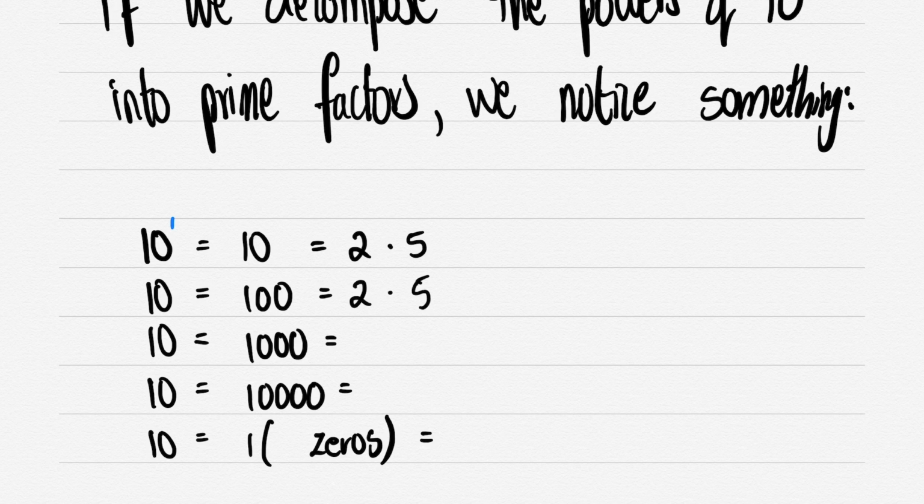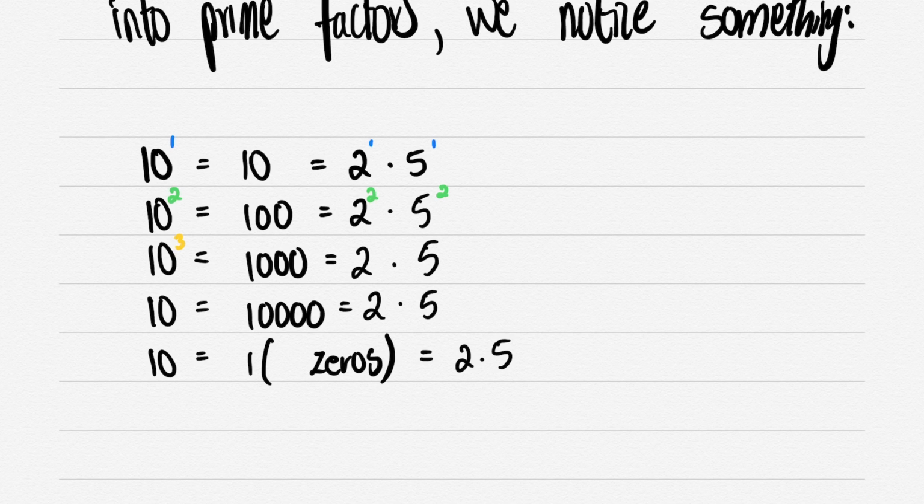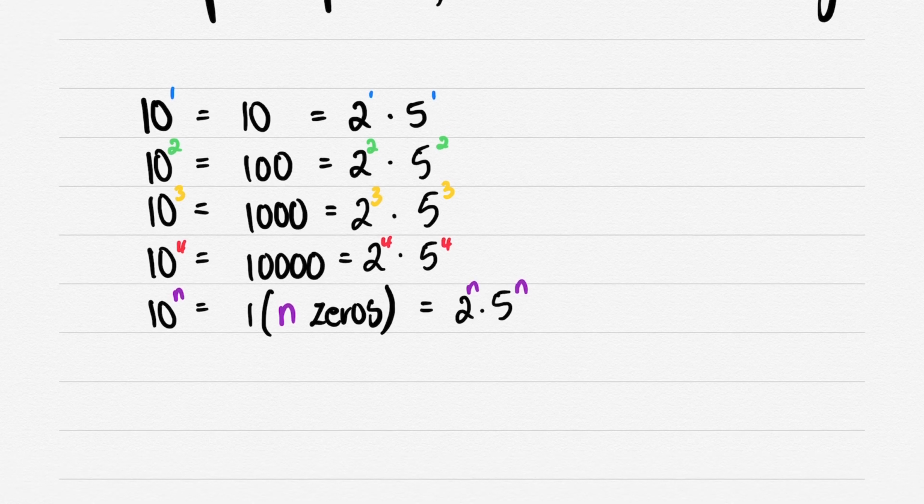It's the same as saying 2 times 5, and you'll see something else that's coming up. When you have 10 squared, it's the same as saying 100, which is 1 with 2 noughts. 2 squared times 5 squared is actually 100. So whatever number is your power for 10, you'll have that same exponent on your 2 and 5. The pattern continues, and you see 10 to the power of n is 1 with n zeros, and 2 times 5 with the powers being n.